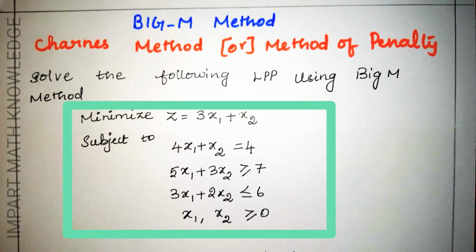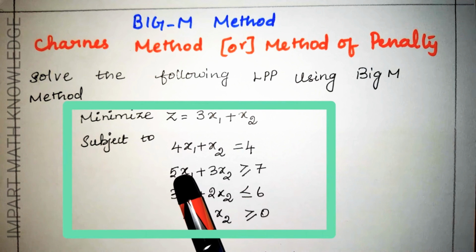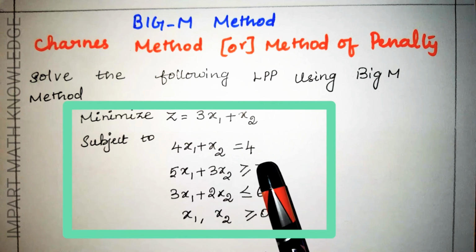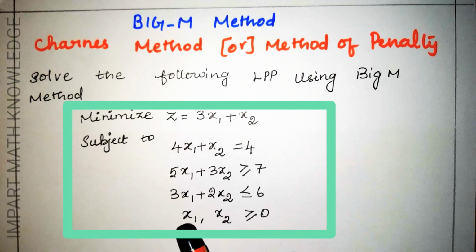In this video, I am going to discuss the Big M method. The other name of the Big M method is Charnes method or method of penalty. The problem is: minimize z = 3x1 + x2, subject to the conditions 4x1 + x2 = 4, 5x1 + 3x2 ≥ 7, 3x1 + 2x2 ≤ 6, x1, x2 ≥ 0.